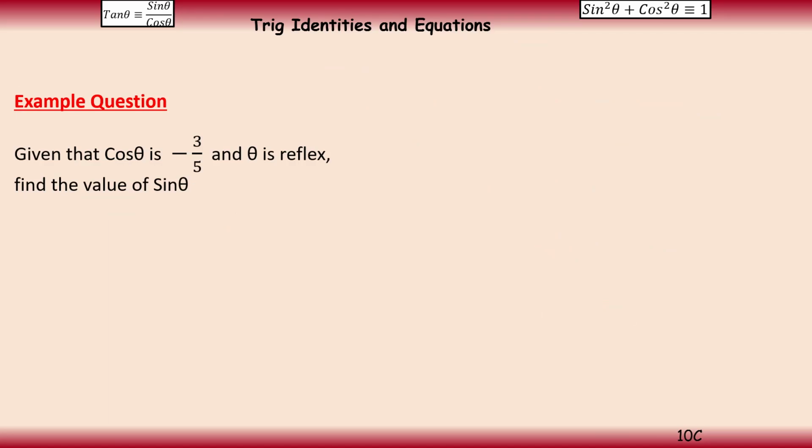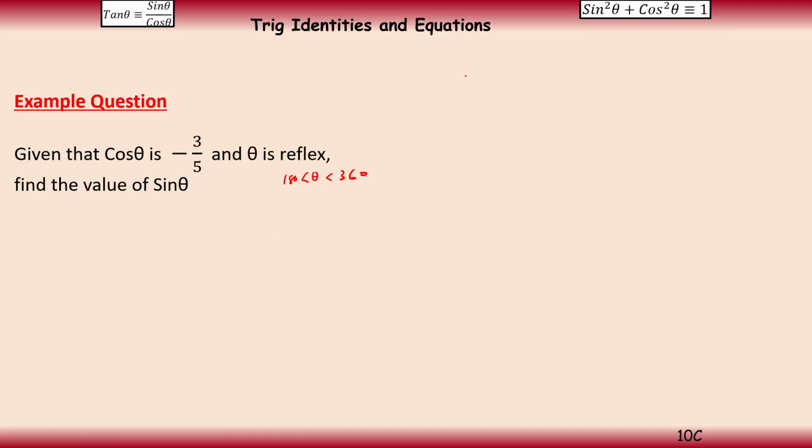Okay, let's have a look at this question here. It says, given that cos theta is minus 3 over 5 and theta is reflex, find the value of sine theta. Now reflex means, I'm trying to recall it from my GCSE days, reflex means greater than 180 but less than 360. In fact, I could write that a lot better than that. So it's going to lie in that range.